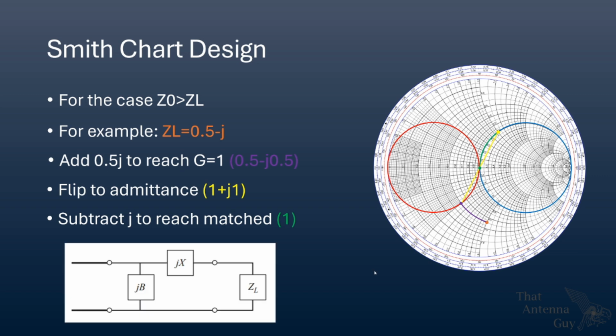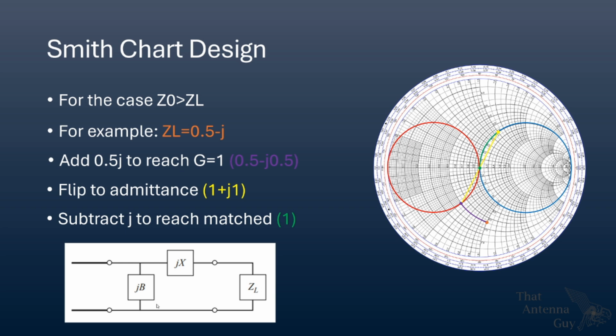So let's look at what we did as a circuit, right? Starting at the load, we added a series impedance and then flipped to admittance. So now we add a shunt component to subtract that j from the admittance value and get our characteristic impedance. So we have a positive impedance and a negative admittance. So this would be analogous to an inductor in series, and then an inductor in parallel.